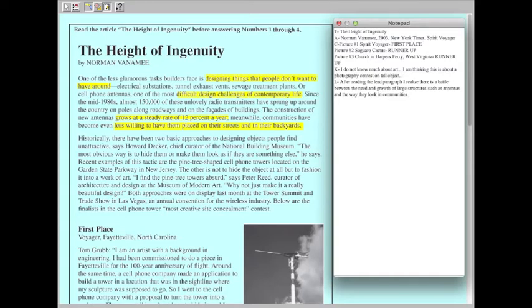In the lead paragraph, I underline designing things that people don't want to have around. I also underline difficult design challenges of contemporary life. I also highlighted grows at a steady rate of 12% a year. And finally, less willing to have them placed on the streets and backyards. This shows me that these large objects or antennas are being built and people do not like them in their communities.